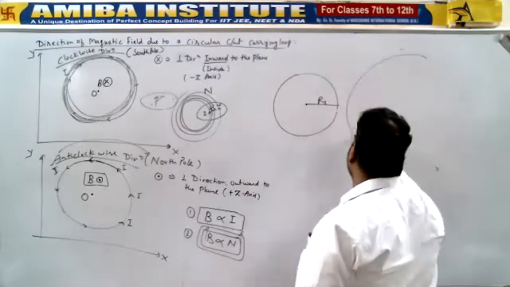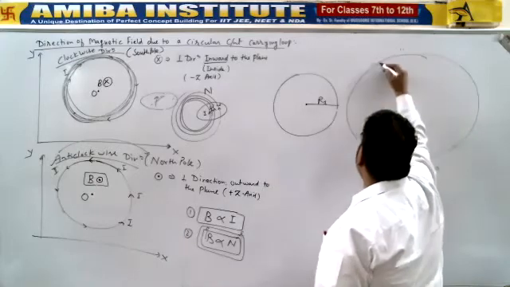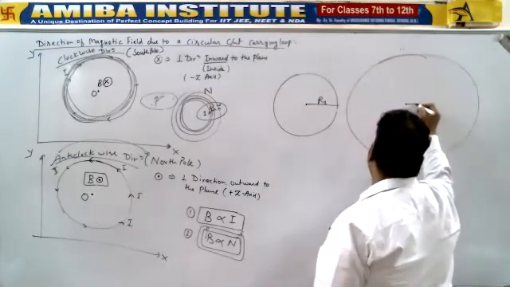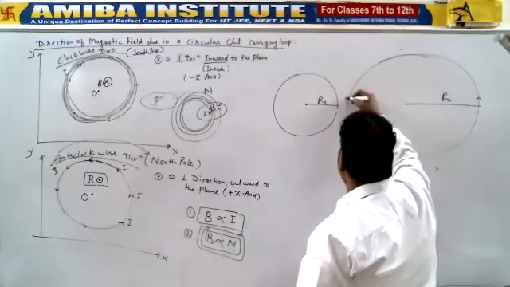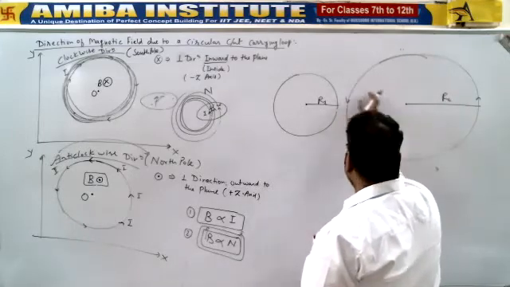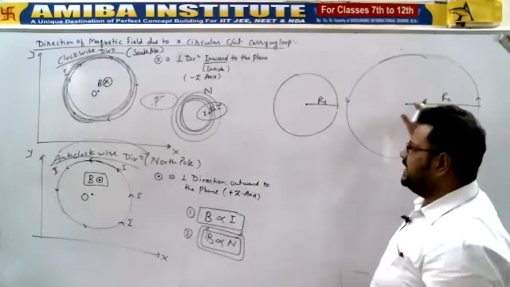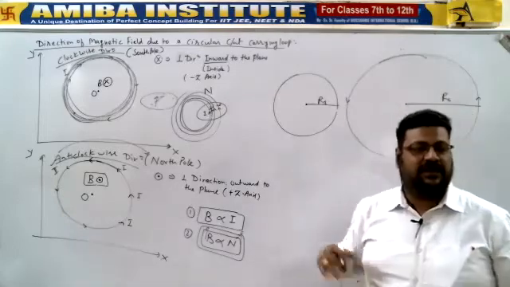And if I increase the radius to R2, then the current will be flowing here and here. Then more and more gap will be created. That's why the strength of the magnetic field will decrease.